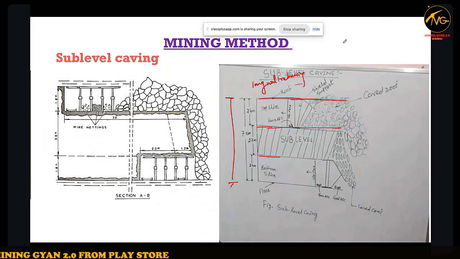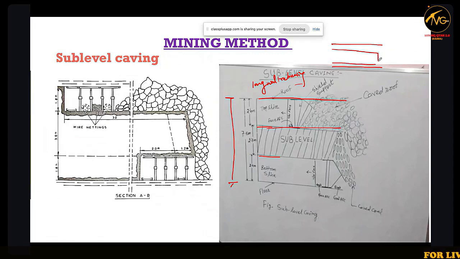What happens in longwall retreating? This is the side view, and I am making the longwall top view. Suppose this is your seam, so we will make an intake and one outlet, and we will extract this coal. Okay, and we will come back. So when we are coming back, this roof will fall.